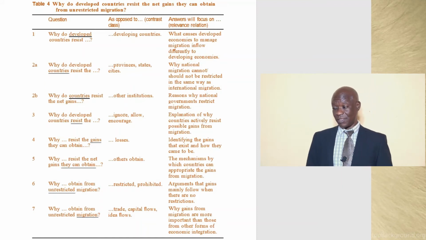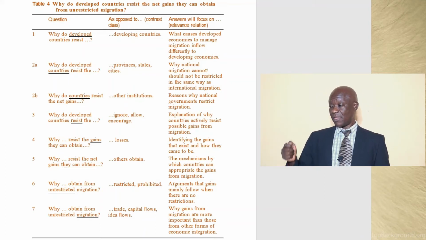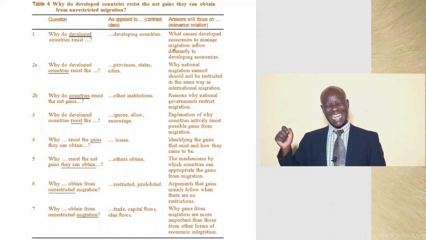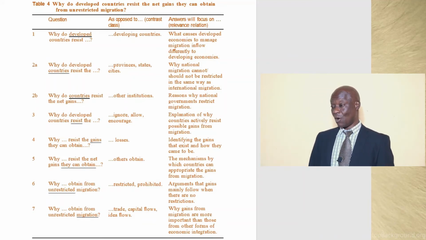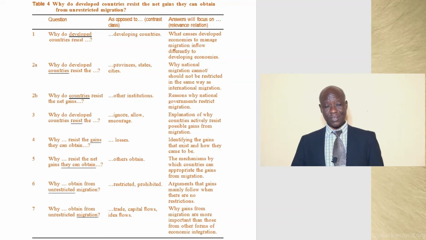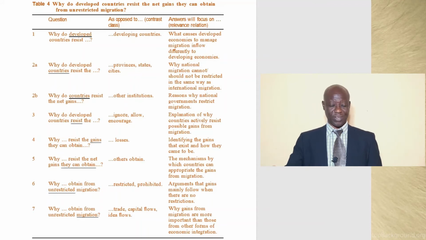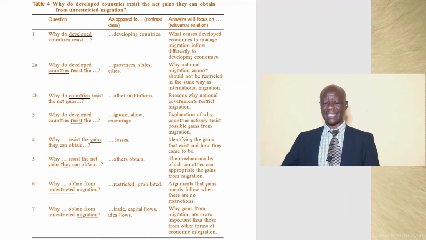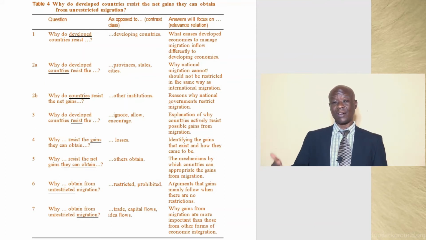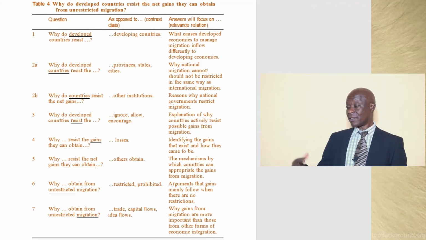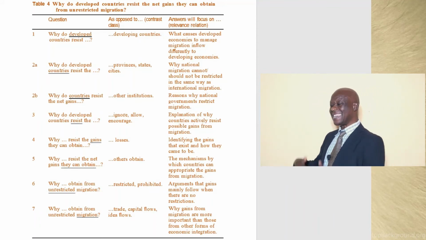Now, in the second question, 2A, I'm sure you are seeing it on the screen, why do developed countries? Now, the issue is countries. We are emphasizing countries. Now, when you emphasize countries, the possible contrast class will be cities, for instance, or states. You have countries that have states. So that's a possible contrast class. So you contrast a country with probably cities, with the provinces, if you have provinces, with the districts, if you have districts, with the counties, if you have counties, with the cities, if you have cities, that kind of thing. And of course, the answers, in terms of relevance, will be in terms of why national migration.